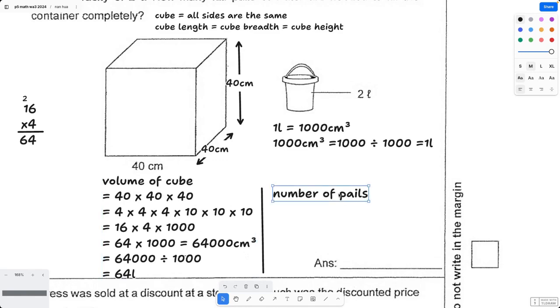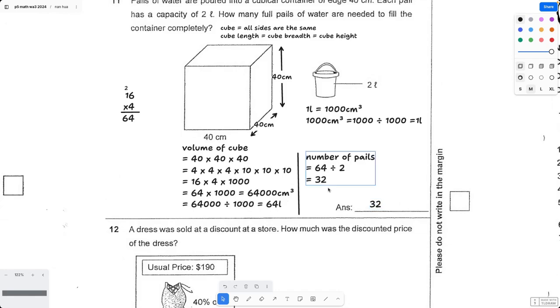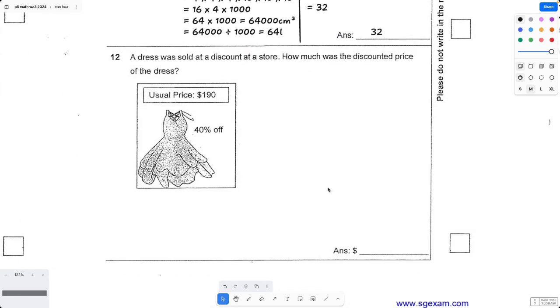So now pails will be equal to, let me just put this 64 liters here. So 64, and then we divide it by 2. Because the total volume of the cube divided by the pail, that means we will have 32 number of pails over here in this case. Right, 32. There you go. Alrighty, let's move on to the next question.